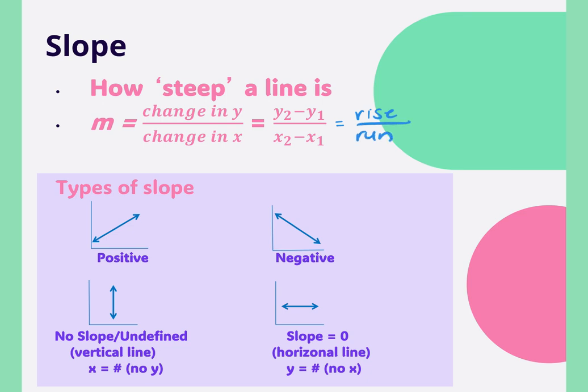And this little change in y and change in x, you will also see with a little triangle, and that means change in. So those little triangles will also mean change in y or change in x. You can see it in any of those.